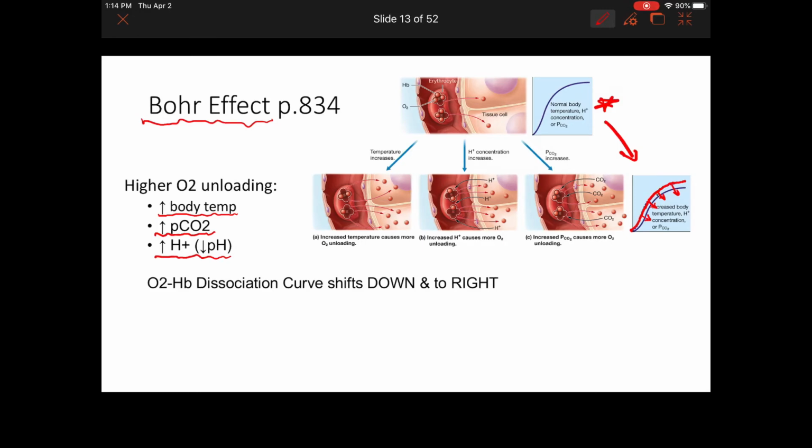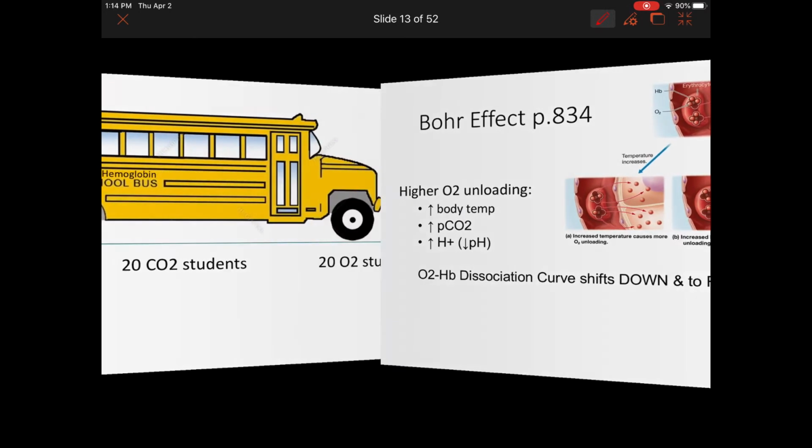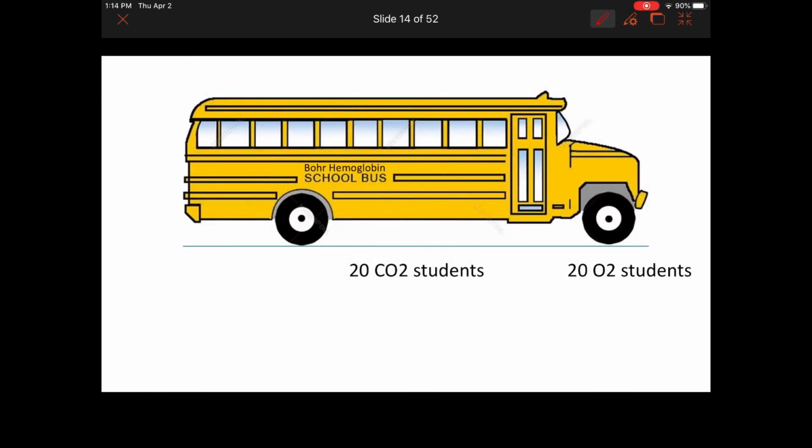So when body temperature is higher, when the levels of CO2 are higher, like say with exercise, and if production of acids should increase, all of those conditions will cause hemoglobin to discharge oxygen and not bind as tightly to it. So let me try to describe this for you with this particular description. It's not a perfect model, but I think it will be helpful.